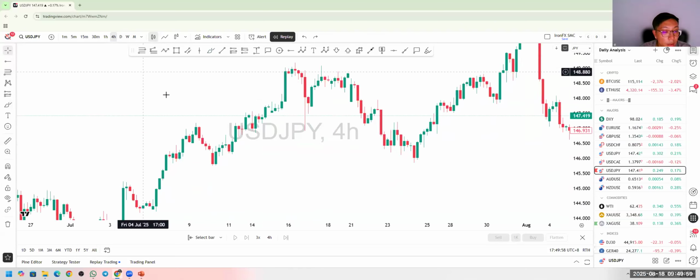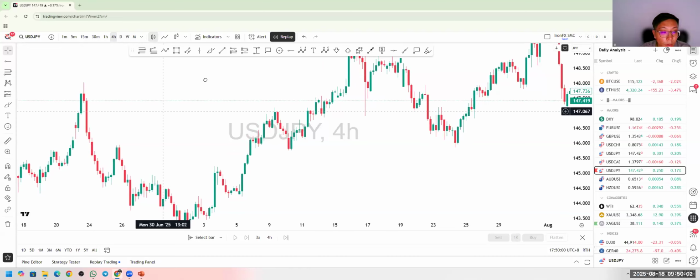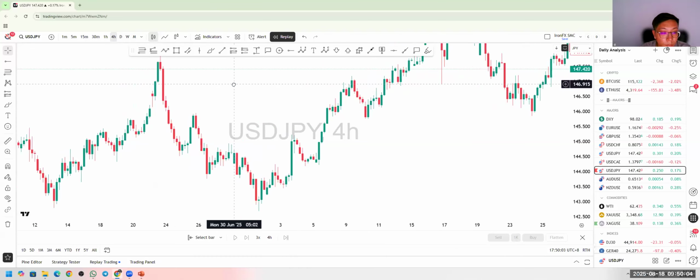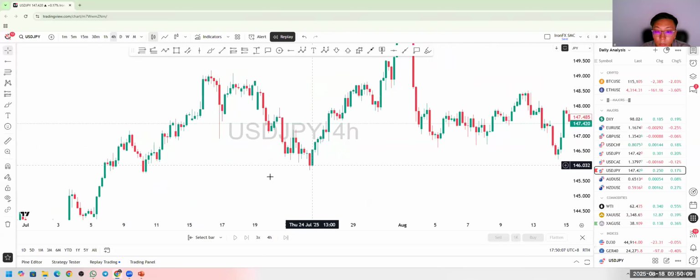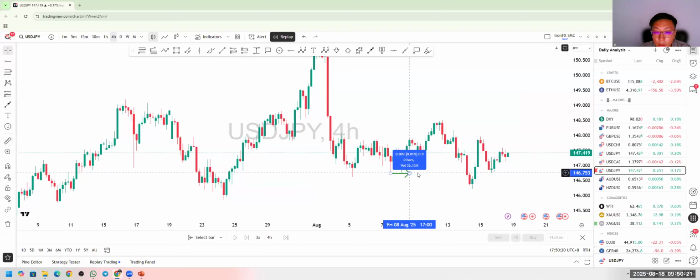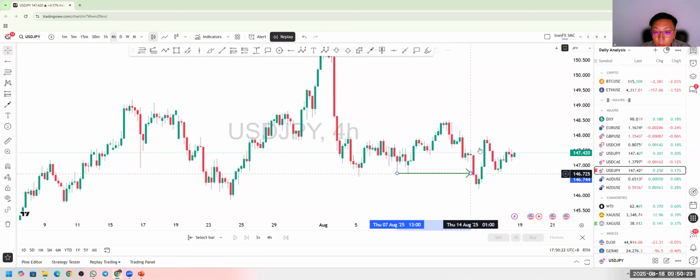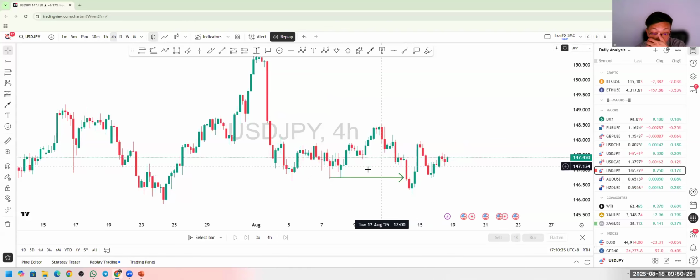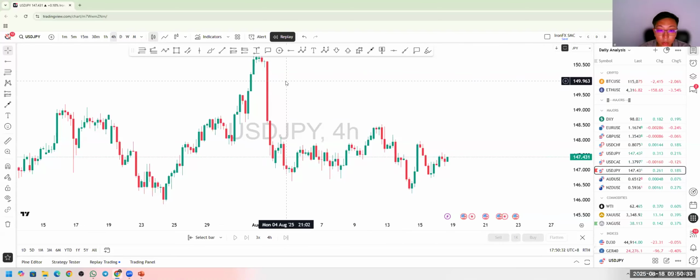If I were to show you another example, sometimes we have this thing called equal lows. You can see right here, these are your equal lows, and equal lows are bound to be taken out. That's why price actually took out this liquidity over here. All right, so back to my slides.